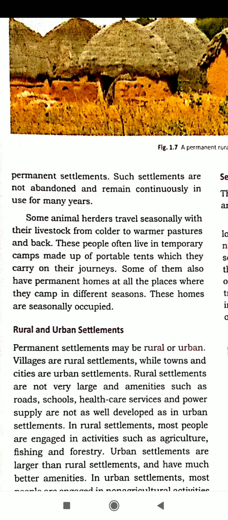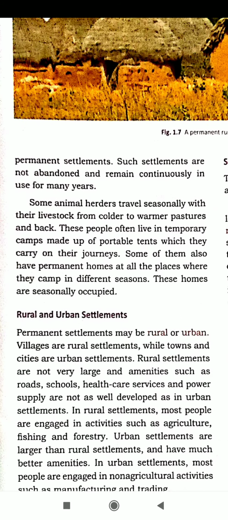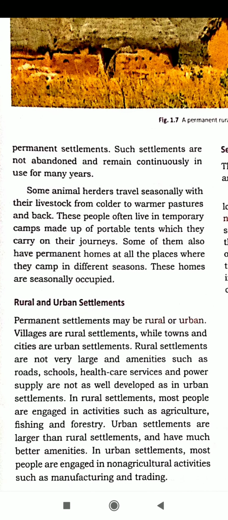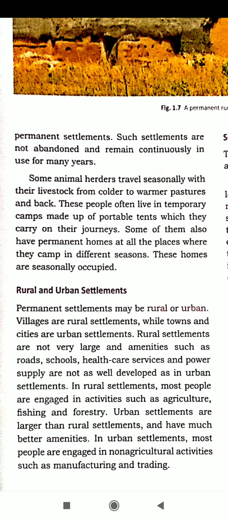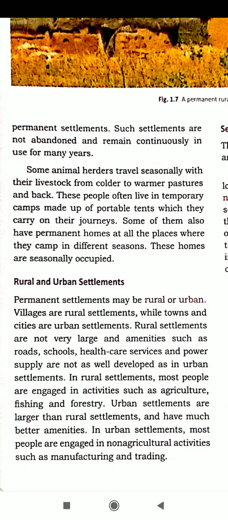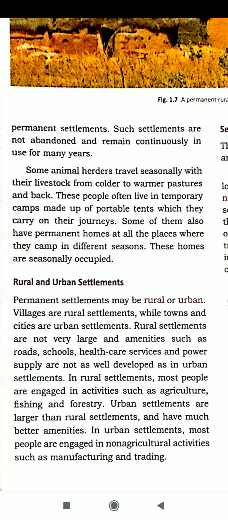Rural settlements are not very large, and amenities such as roads, schools, health care services, and power supply are not as well developed as in urban settlements. In rural settlements, most people are engaged in activities such as agriculture, fishing, forestry, etc. But urban settlements are larger than rural settlements and have much better amenities, that is, facilities. In urban settlements, most people are engaged in non-agricultural activities such as manufacturing and trading.